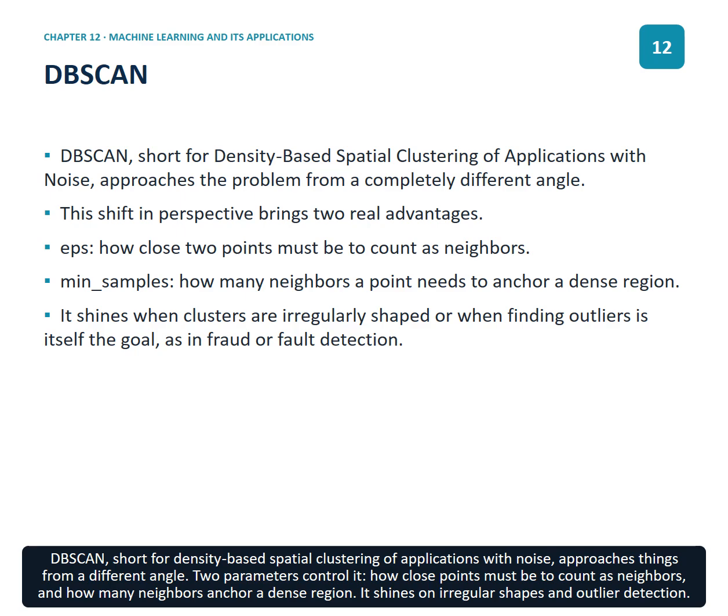DBSCAN, short for Density-Based Spatial Clustering of Applications with Noise, approaches things from a different angle. Two parameters control it: how close points must be to count as neighbors, and how many neighbors anchor a dense region. It shines on irregular shapes and outlier detection.